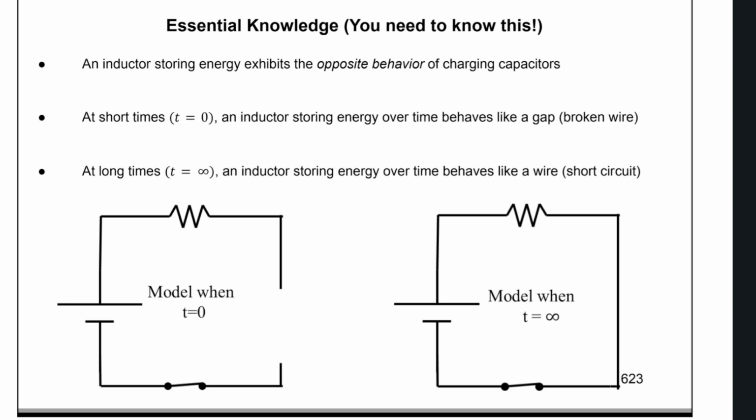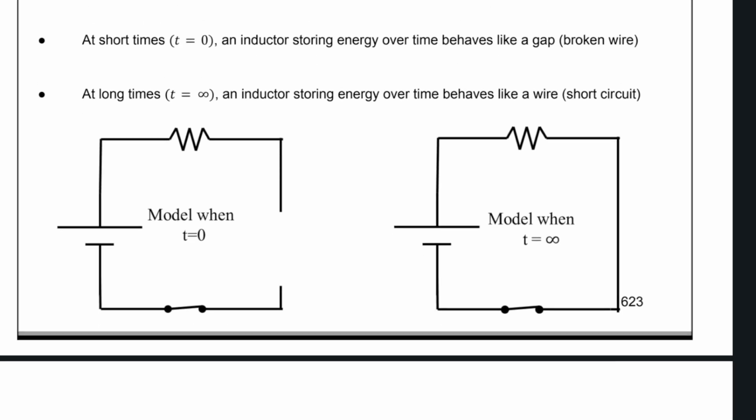And as per usual, the in-between times are going to be some exponential relationship that we typically need a differential equation for, so we'll save that for next time. But these are our extreme cases. So an unhappy inductor will just behave like a gap, and then once it has sufficiently reduced the rate of current change, it will just behave like a short circuit.